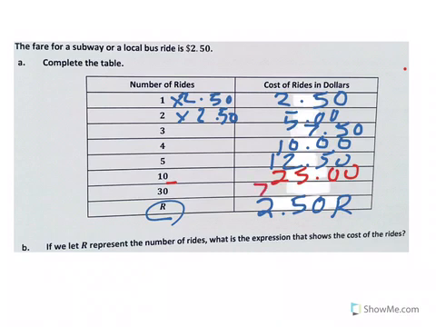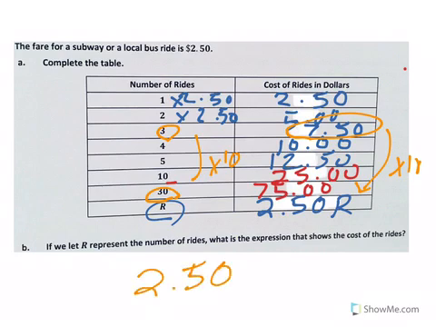30 times $2.50 would be $75. Now, maybe you notice when we had 3 times $2.50, we had $7.50. 10 times more, right? Same thing here, 10 times more, $7.50 goes to $75. So what expression shows you the cost of the rides? Well, $2.50 per ride, so $2.50 times the number of rides.